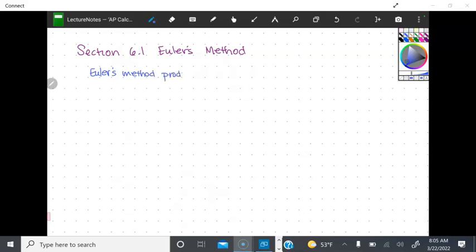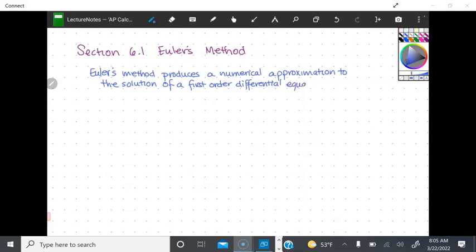So Euler's method produces a numerical approximation to the solution of a first order differential equation, given an initial value.